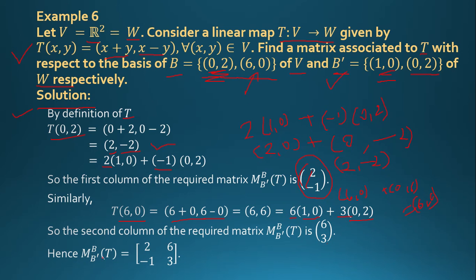Hence the matrix associated to T with the bases B and B dash is equal to first column 2 and minus 1, and second column 6 and 3. Thank you.